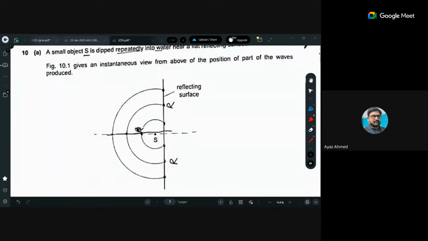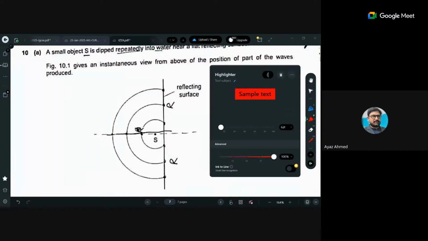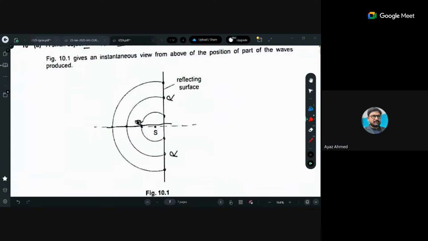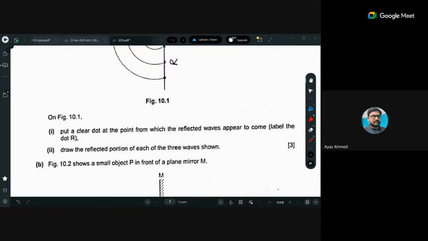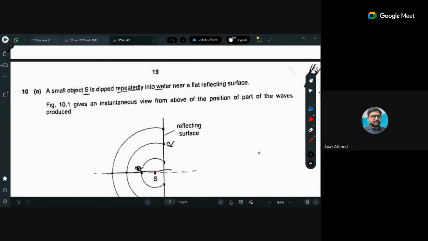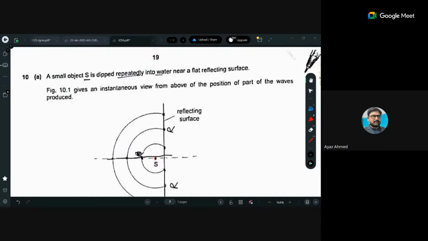So tell me, when it is the reflecting surface, these are all already drawn, right? They are already drawn. Very good. So here is the source. What is the question? Put a clear dot at the point from which the reflected waves appear to come. You have to mark the dot R. And for the source, it has been told that a small object S is being dipped.